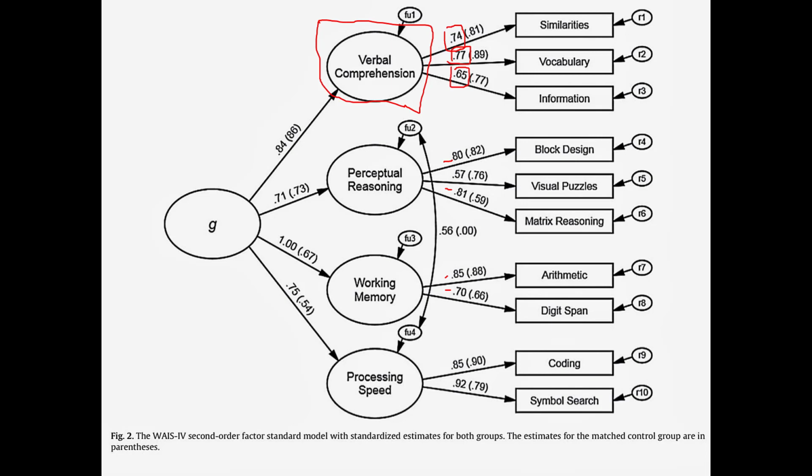So you can kind of see where they might have gotten the idea for the WASI, the abbreviated intelligence test. They said, let's look at which items load the highest. So in the WASI, I believe they give vocabulary and matrix reasoning, and so a 2-item WASI, I believe those are the two. So they're looking at what items load the most.